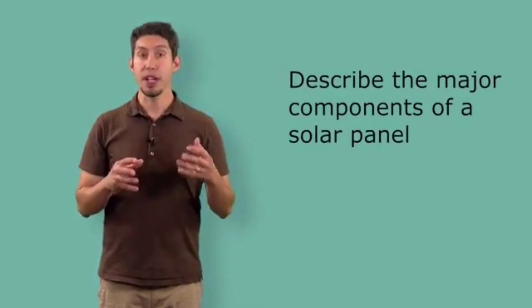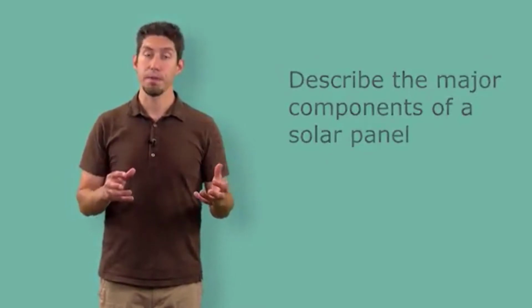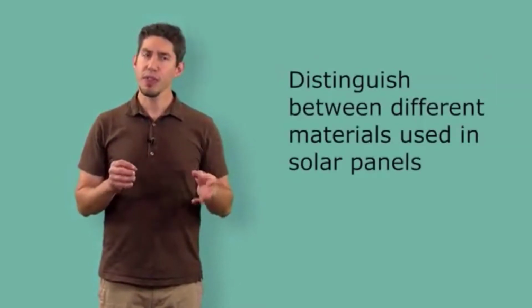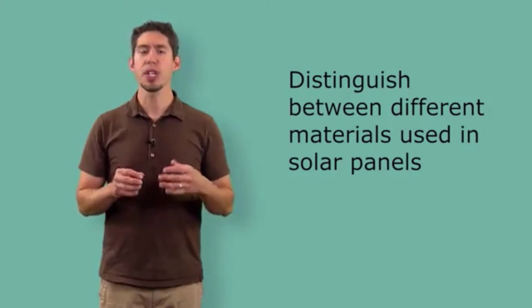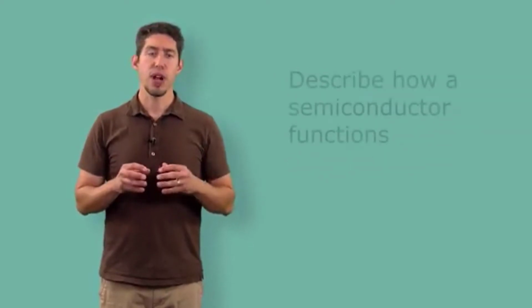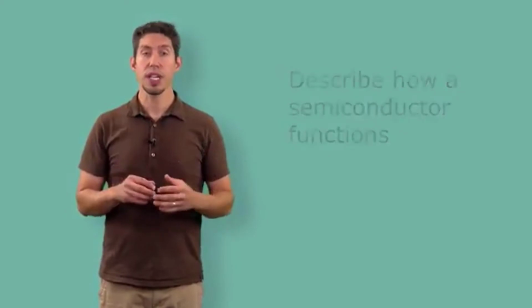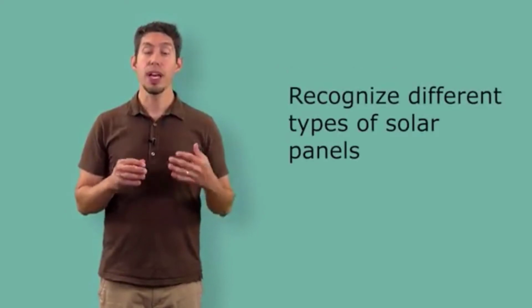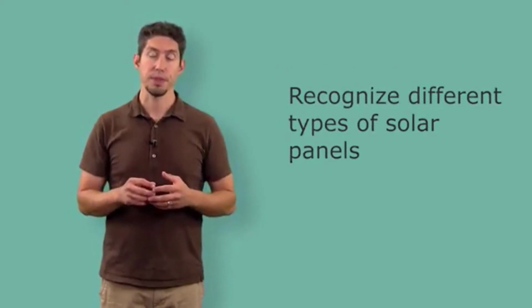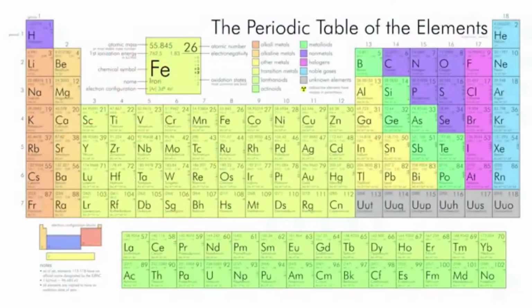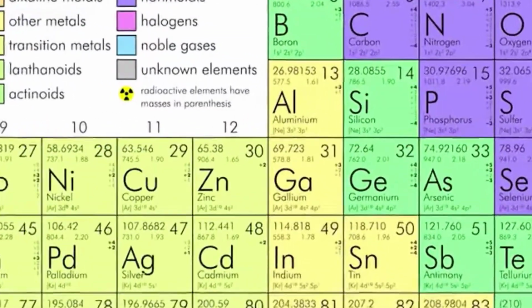By the end of this lesson, you should be able to describe the major components of a solar panel, distinguish between the different materials that are commonly used in solar panels, describe how a semiconductor functions, and recognize new and emerging types of solar panels. The most common type of photovoltaic we see in the world today are made of the element silicon.